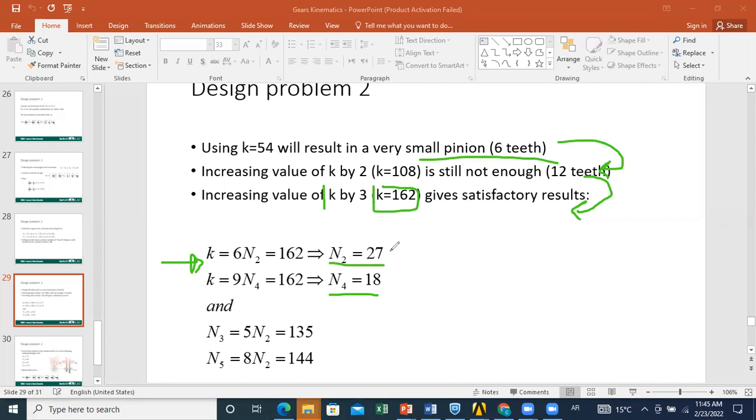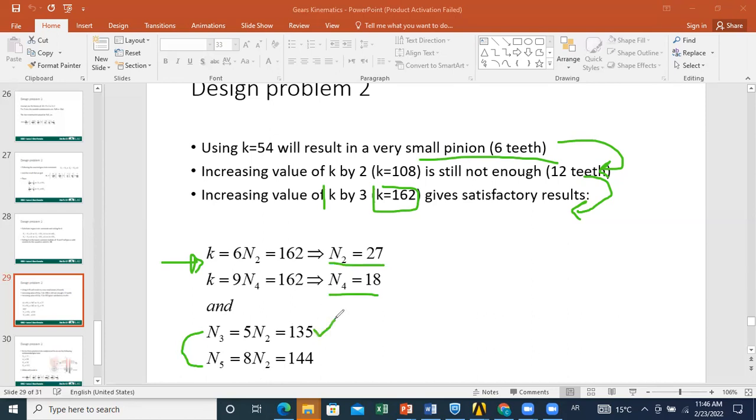And now we can calculate the value of N3 and N5, because we have already established that N3 is equal to 5N2 and N5 is equal to 8N2. So we can use these results to find the values of N3 and N5. As you can see here, you have N3 equal to 137.